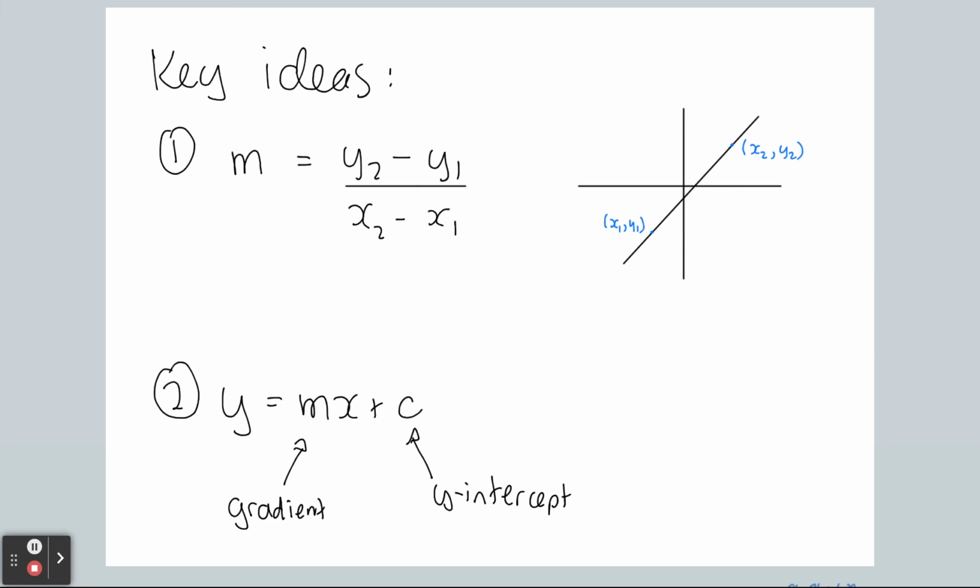Hello, in this video we're going to have a look at a couple of examples of how to work out the equation of a line given a couple of points on that straight line. Just a real quick revisit of the key ideas from last lesson.